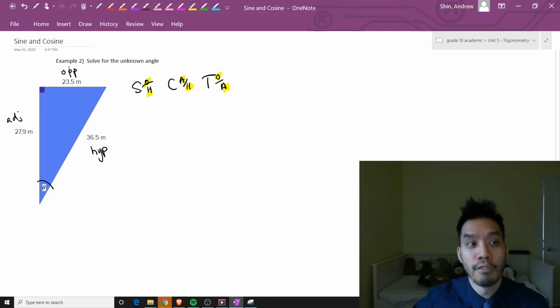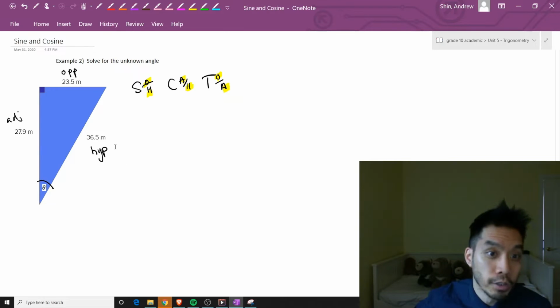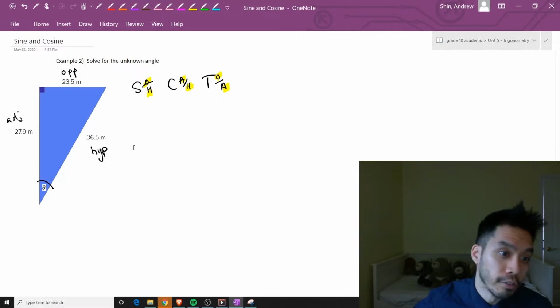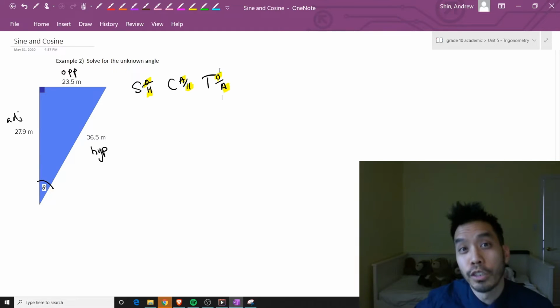So if I didn't have opposite, I would just have adjacent and hypotenuse, and then I would use cosine only. Or if I didn't have my adjacent, I would only have these two left over. I would only have my opposite and hypotenuse. Then you're forced to use the sine. Or in the last situation, if I didn't have my hypotenuse, I'd only have opposite and adjacent. That means I'd be forced to use tangent.